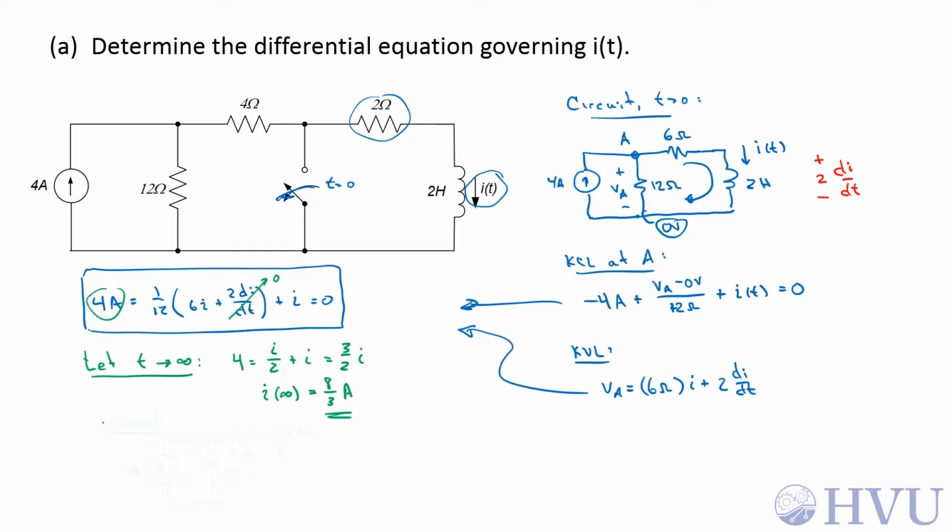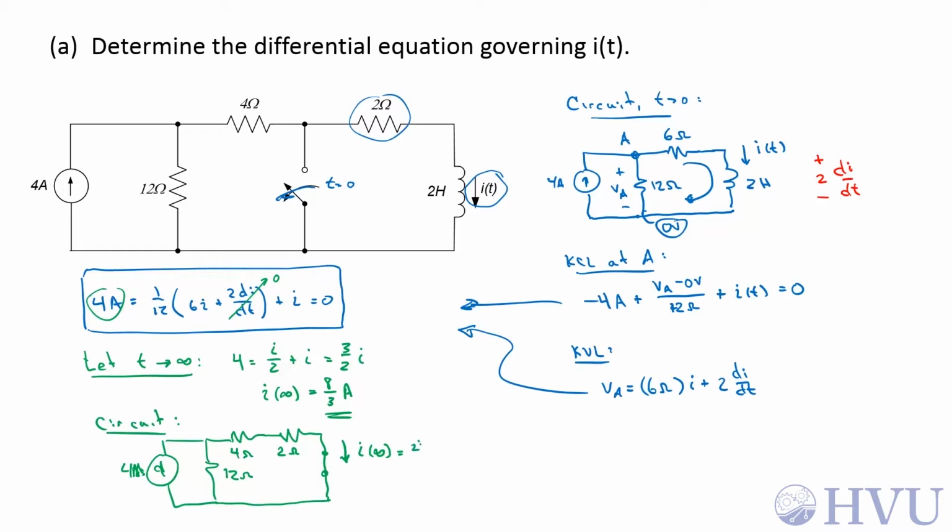Let's take a look at the circuit. As t goes to infinity for a constant input, the inductor will look like a short circuit. This is I of infinity. We know the current going into a parallel combination, so this is a current divider, so this is going to be 4 amps times the other resistance, 12 ohms, over 12 ohms plus 6 ohms, which is 2/3 of 4, which is 8 over 3 amps. And they check.